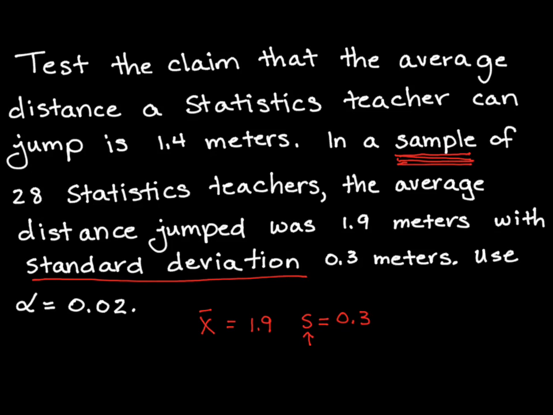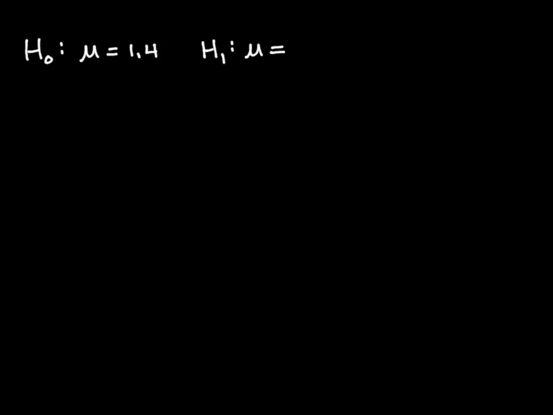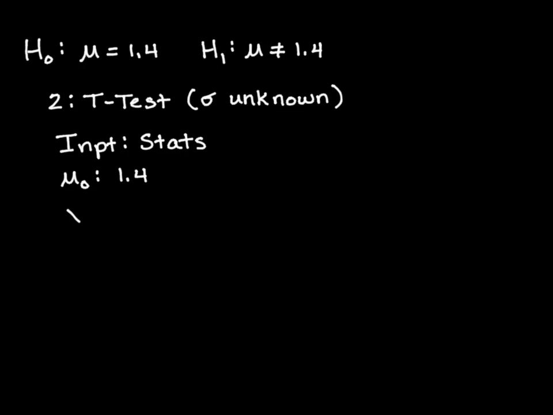So watch out for this. This is the trickiest thing that you'll see with a t-test, is that you'll think that you know sigma, but you do not know sigma. All right, so here's my null and alternative hypothesis. And we're doing a t-test because sigma is unknown. My input is stats.